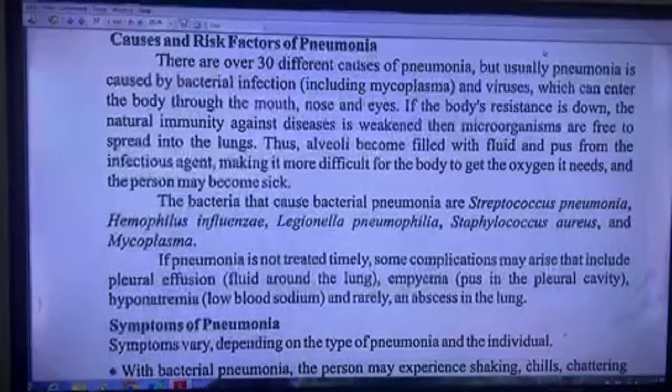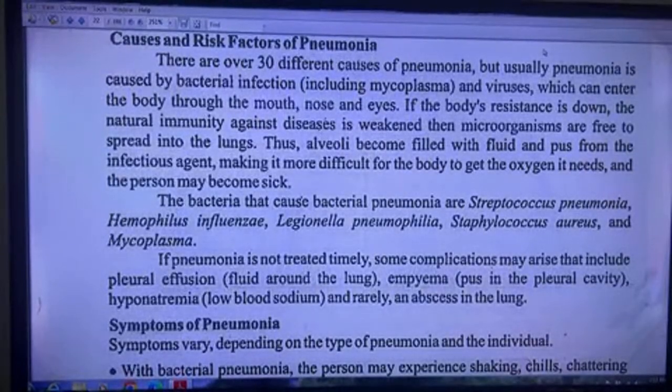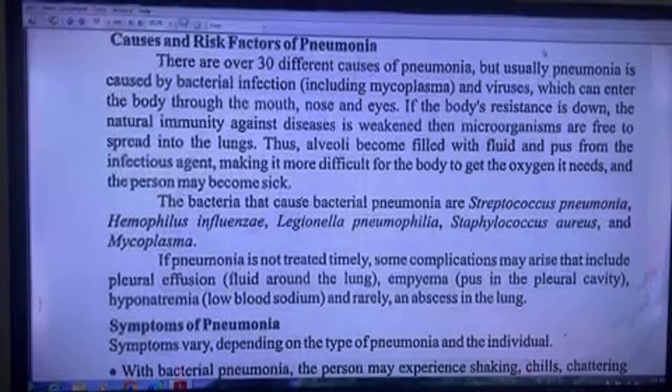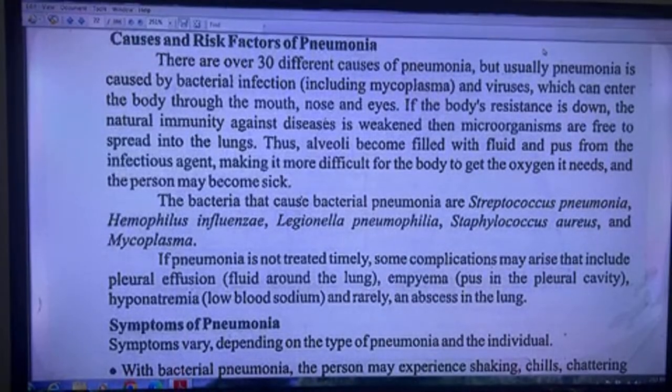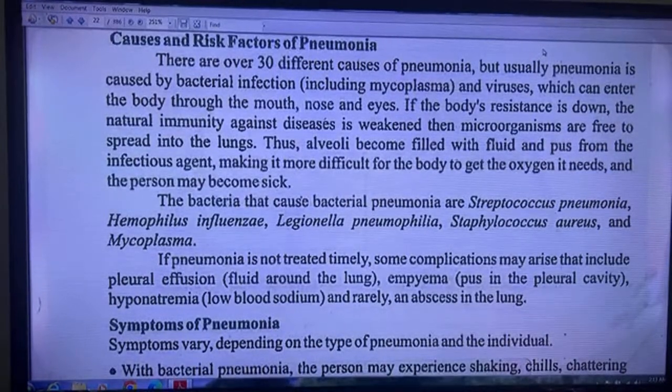There are over 30 different causes of pneumonia, but usually pneumonia is caused by bacterial infection, including mycoplasma, and viruses, which can enter the body through the mouth, nose, and eyes. If the body resistance is down, the natural immunity against diseases is weakened, then microorganisms are free to spread into the lungs. Thus, alveoli become filled with fluid and pus from the infectious agent, making it more difficult for the body to get the oxygen it needs and the person may become sick.